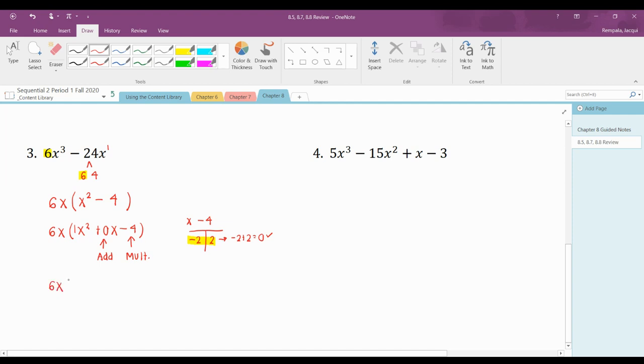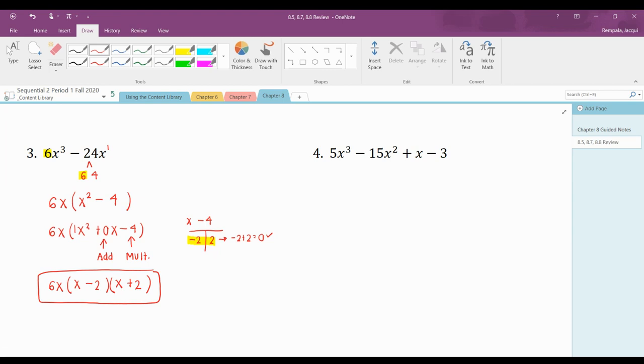The GCF of 6x needs to be there, but now we get to create two more terms being multiplied together. So I get to start my terms off with an x and an x. One of them has to have a negative 2, and one of them has to have a positive 2. And this whole thing would be my final answer.